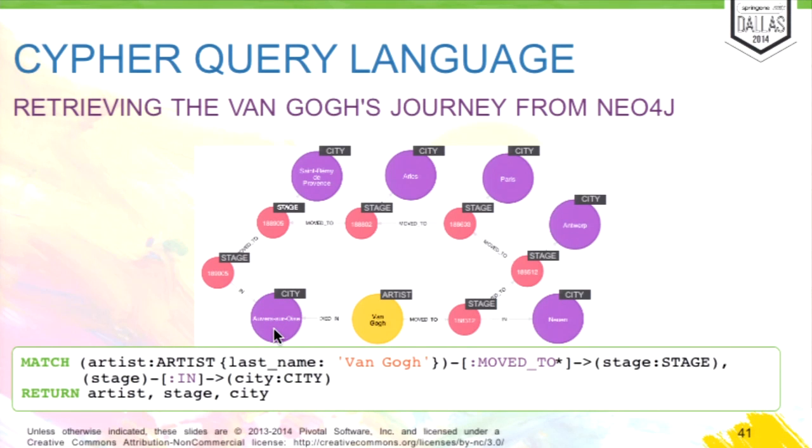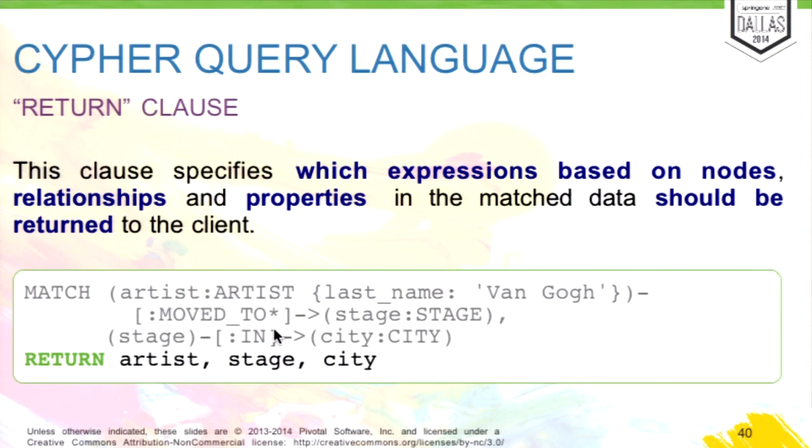The match clause indicates the parts of the data that we want to retrieve and should be returned to the client, while the return statement is exactly what we want to retrieve from the match part.